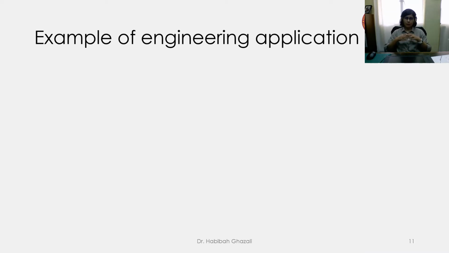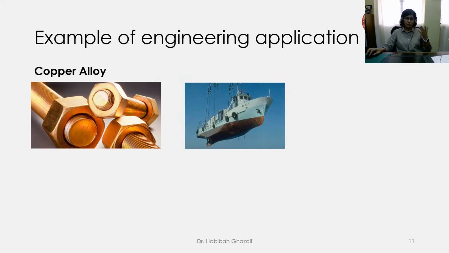So one example of an engineering application that I can give you for a forming process to make a final product involves copper alloy. Copper alloy has been used extensively in marine applications. They've been used in a lot of other applications as well, but they are extensively used in marine applications because they have very good corrosion resistance. They do not react with seawater. So a lot of offshore components are made of copper alloy as well.